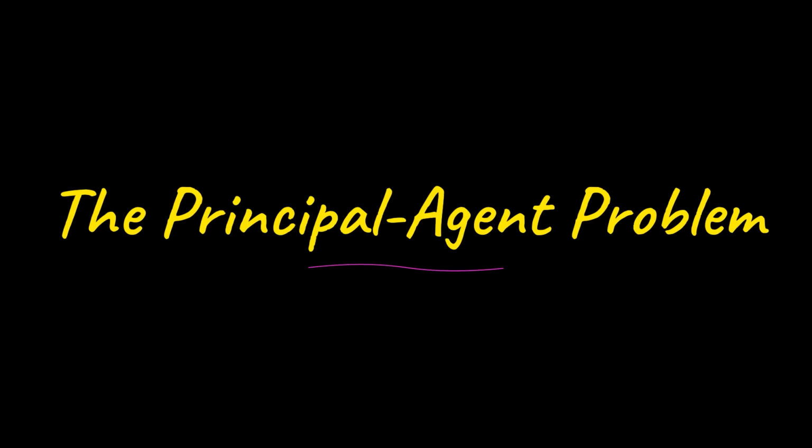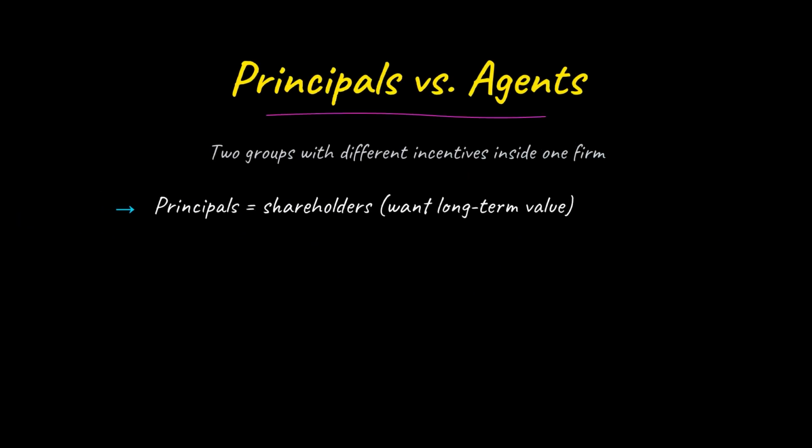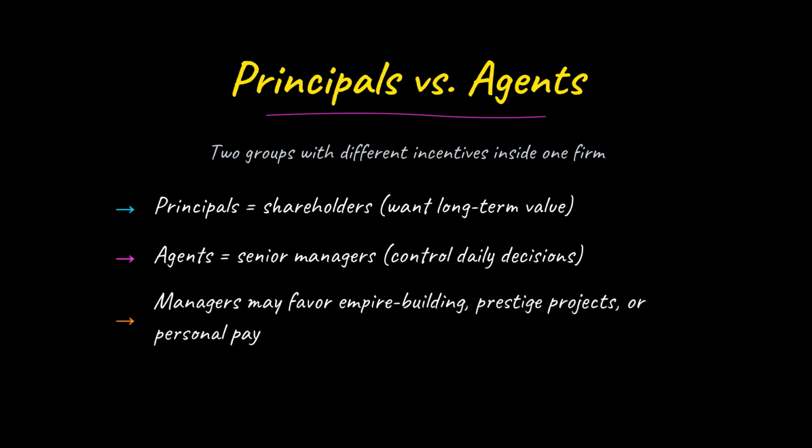To understand it, we need to look at who owns the firm and who actually runs it. Shareholders are the principals. They own the firm and want it to maximize long-term value. Senior managers are the agents. They control day-to-day decisions but may pursue goals that serve themselves rather than the owners. That gap between the two sets of incentives is the core of the agency problem.